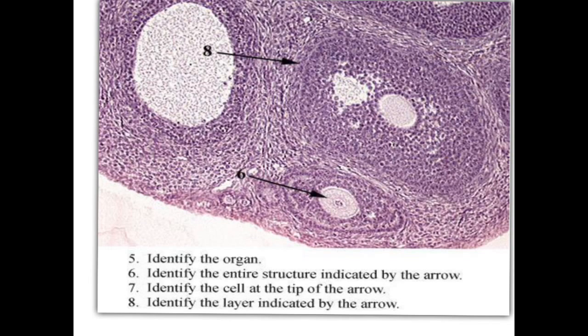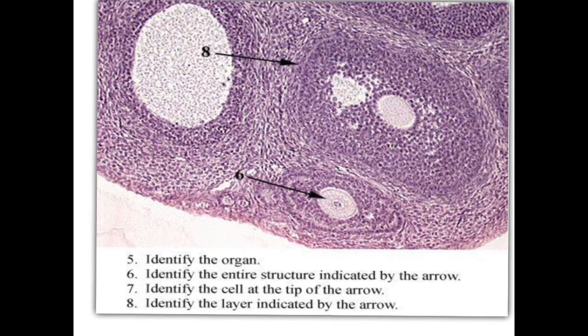Identify the organ: ovary. Identify the entire structure indicated by the arrow. This is a multilaminar primary follicle. Number 3, identify the cell at the tip of the arrow. Here the arrow is towards the same structure. This is the primary oocyte. Number 4, identify the layer indicated by the arrow: theca interna.